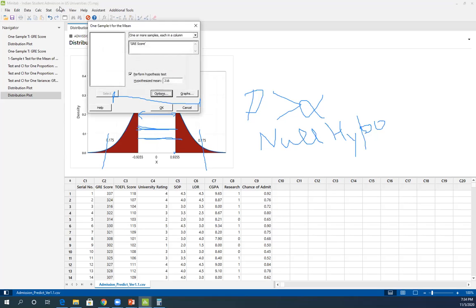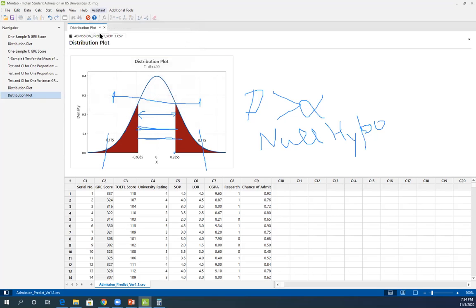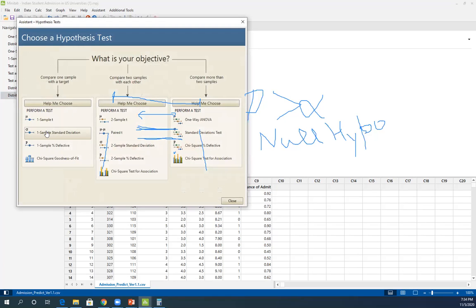Or you have the Assistant part also in order to do the same thing. Under this, you have hypothesis testing, and it is properly explained in words in order to test that. So these are the three cases: either you test equal or not equal, greater than, or less than.